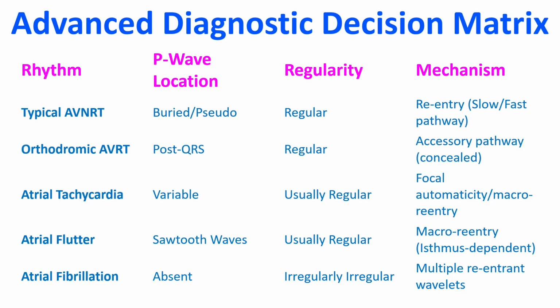Focal automaticity or macro re-entry are the mechanisms. Atrial flutter, instead of P waves, there are sawtooth flutter waves. Rhythm is usually regular. Mostly it is macro re-entry related to the isthmus. There are others as well. Atrial fibrillation, there are no P waves. Fibrillatory waves may be seen. It is an irregular rhythm. Multiple re-entrant wavelets in the atria.